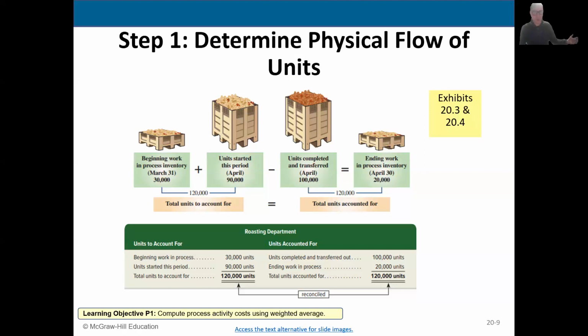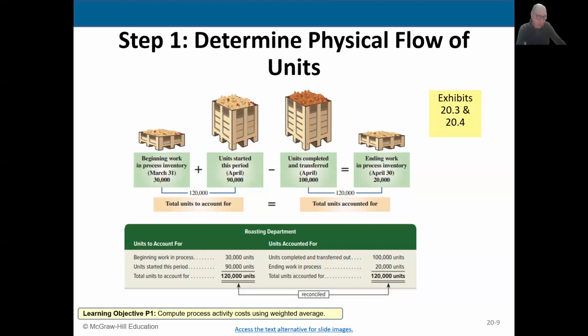And then, of course, it goes from the roasting department to the mixing department, and then ultimately to finished goods. So that's the physical flow of the cost. But how do we calculate the physical flow? So take a look at this diagram here, and I'm going to walk you through this.